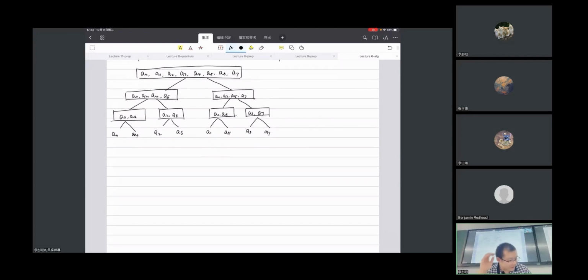Here, what is a little bit interesting is that we consider the binary representations of these numbers. So 0 is 0, 0, 0. 4 is 1, 0, 0. 2 is 0, 1, 0, and 6 is 1, 1, 0. And 1 is 0, 0, 1, and 5 is 1, 0, 1. And 3 is 0, 1, 1, 7 is 1, 1, 1. So we notice that the recursion is called in a so-called bit reversed order.